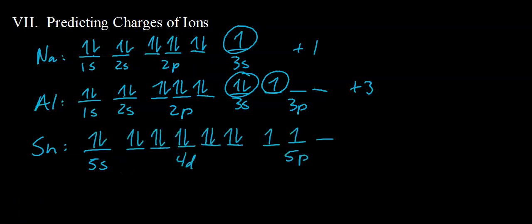So the highest occupied energy level in tin is the 5th energy level. Let's go ahead and again circle the valence electrons, being only the electrons that are in the highest energy level. The electrons in the 4d sublevel, they're in the 4th energy level. That is not the highest energy level. Those are not valence electrons.